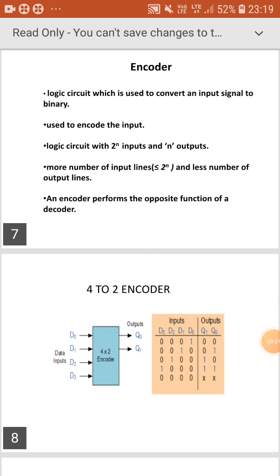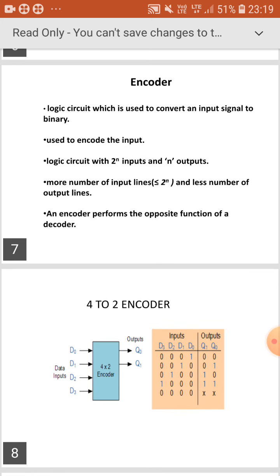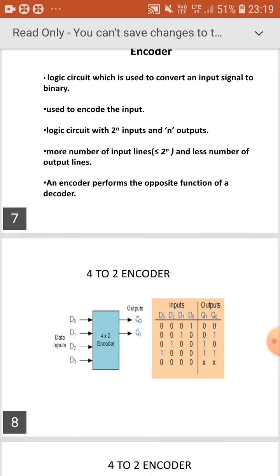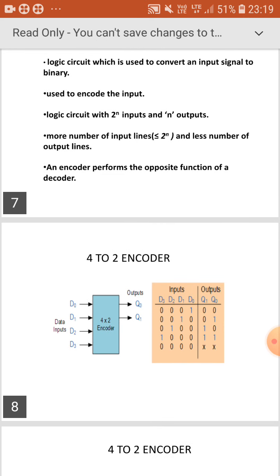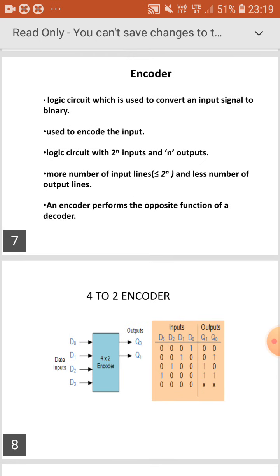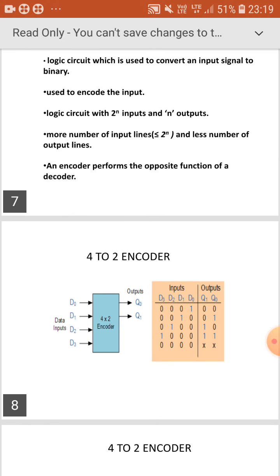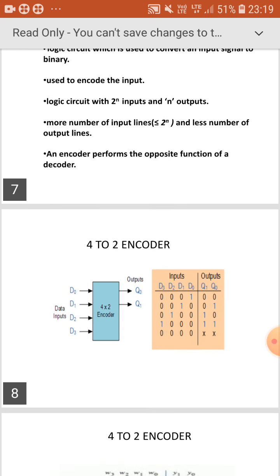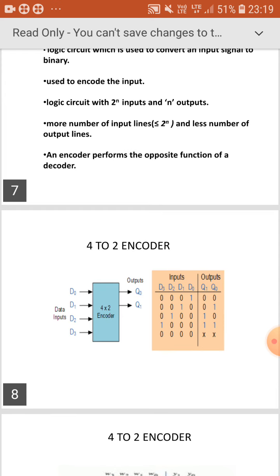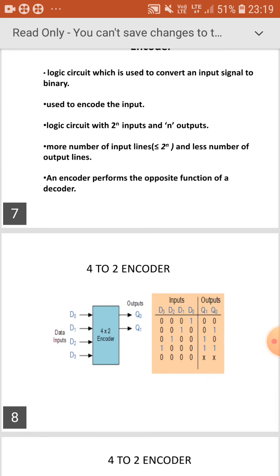Good morning students. Today we are going to learn about encoder. Encoder is a logic circuit which is used to encode the input. It is used to convert input into binary form. It has 2 power n inputs and n number of outputs. We can say that it has less number of output lines and more number of input lines.